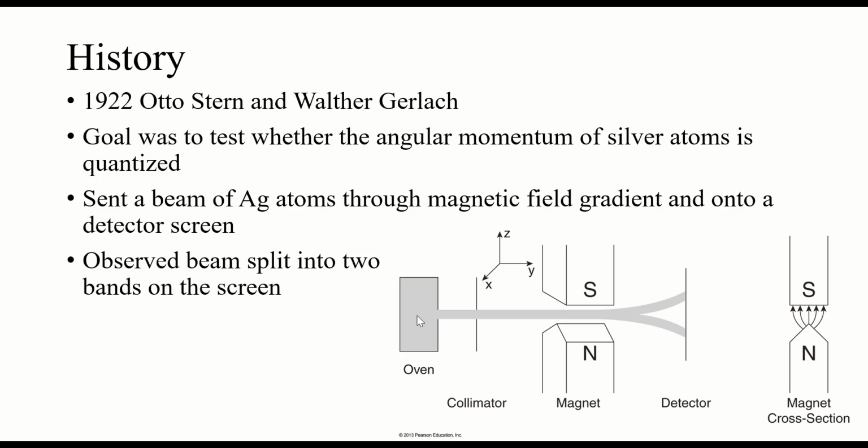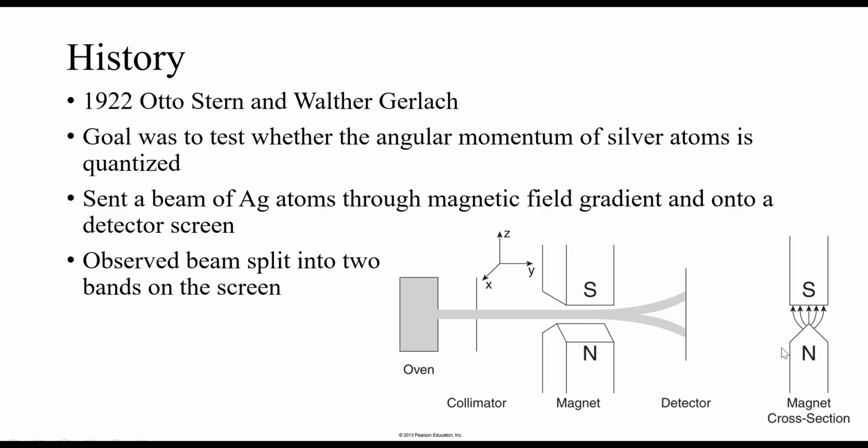So, a bit of history of the experiment. In 1922, Otto Stern and Walter Gerlach devised this measurement essentially to test whether the angular momentum of silver atoms was quantized. They had an oven and a collimator that sent out a beam of neutral silver atoms that went through a magnetic field gradient.